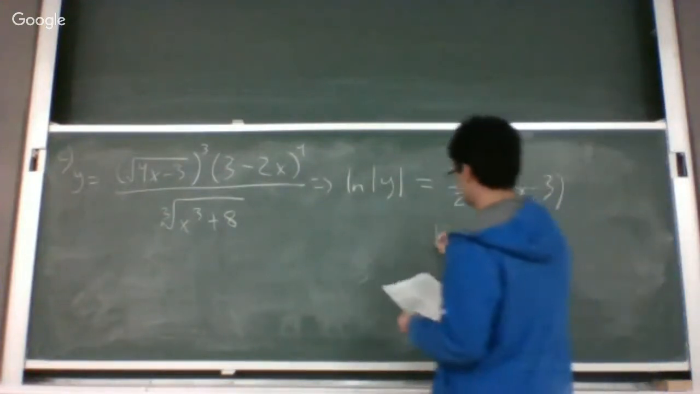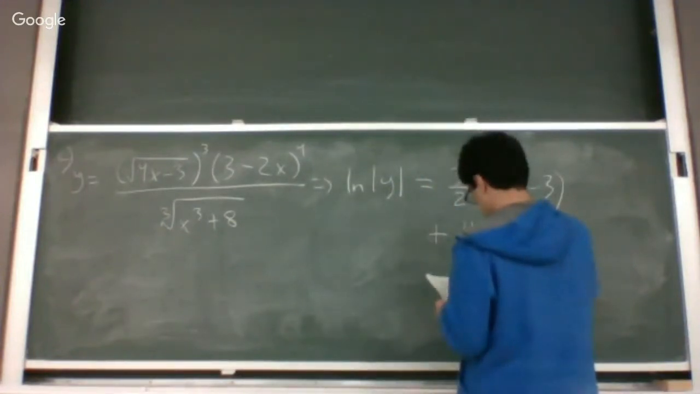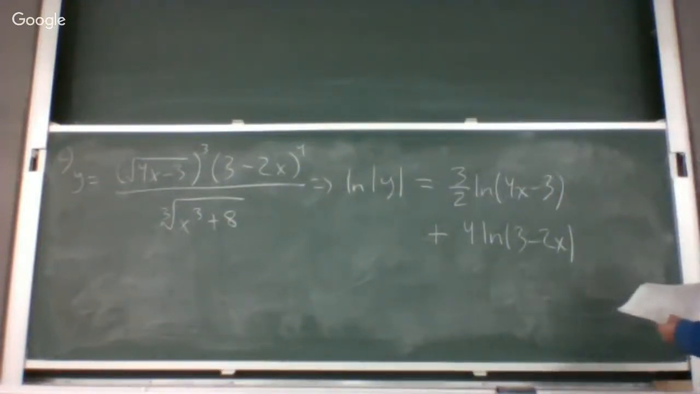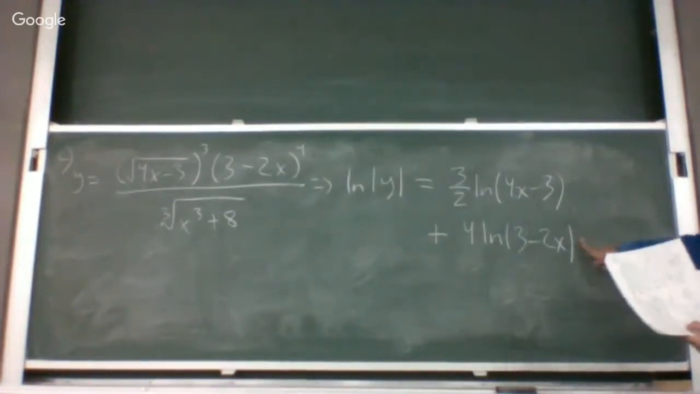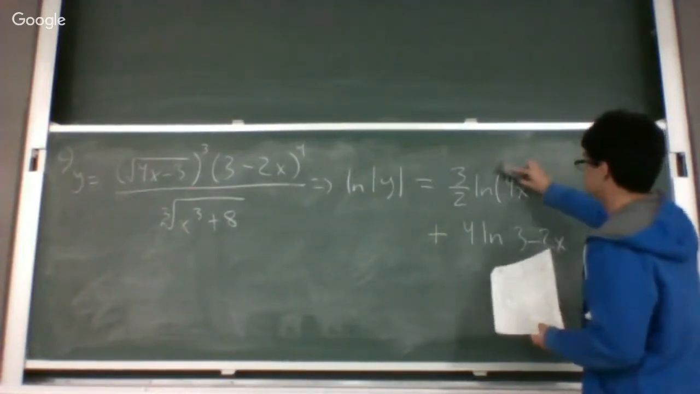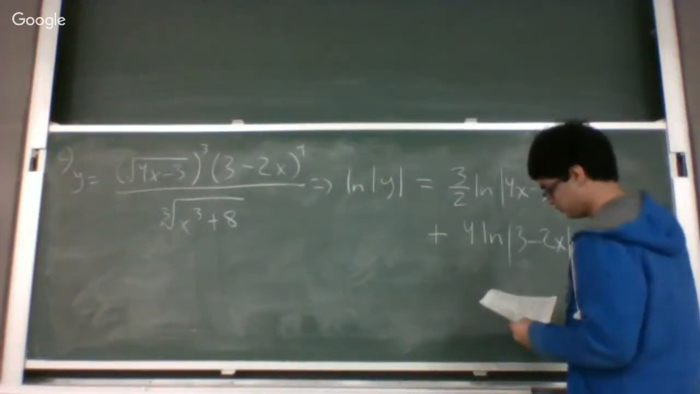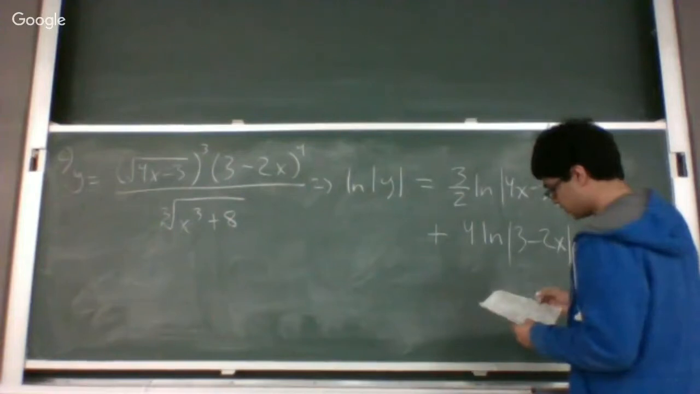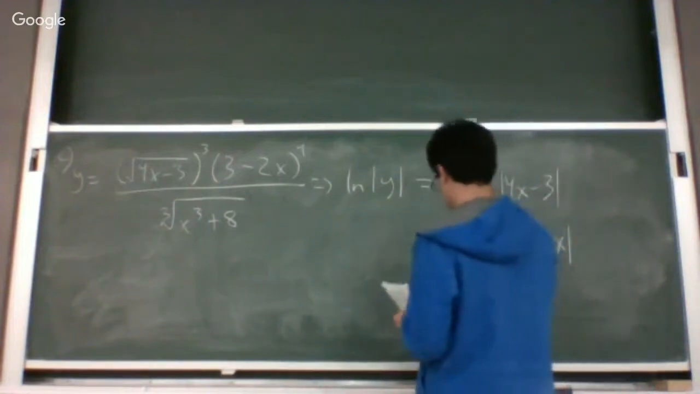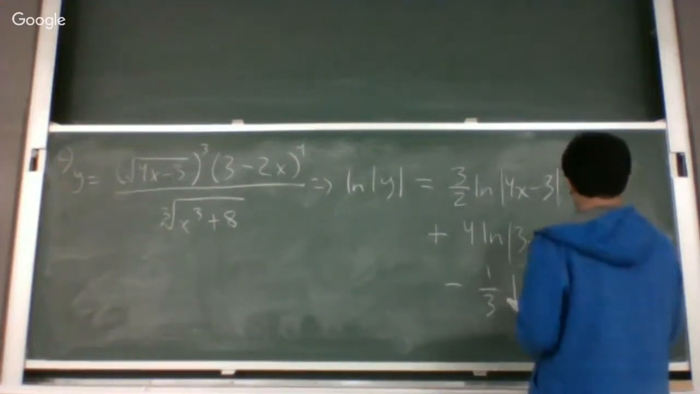plus, this is being to the 4th power, 4 times the natural log of 3 minus 2x. I do believe you need absolute value signs here. Plus or minus 1/3 times the natural log of the absolute value of x cubed plus 8.